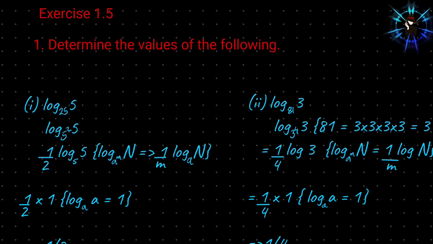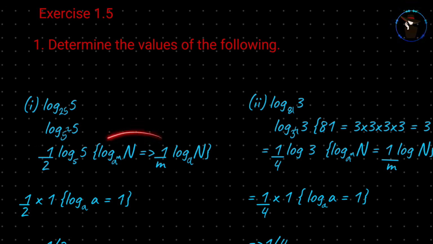Moving on to exercise 1.5. Let's look at the first question. Determine the values of the following. So log 5 with the base 25. This 25 can be written as 5 into 5, right? So it is 5 square. Now when we have this power here, it comes here, right? That is what we have seen in the previous rule. So it is 2, it becomes 1 by 2. If it is in the power, it goes in the division. 5 and 5 as it is.